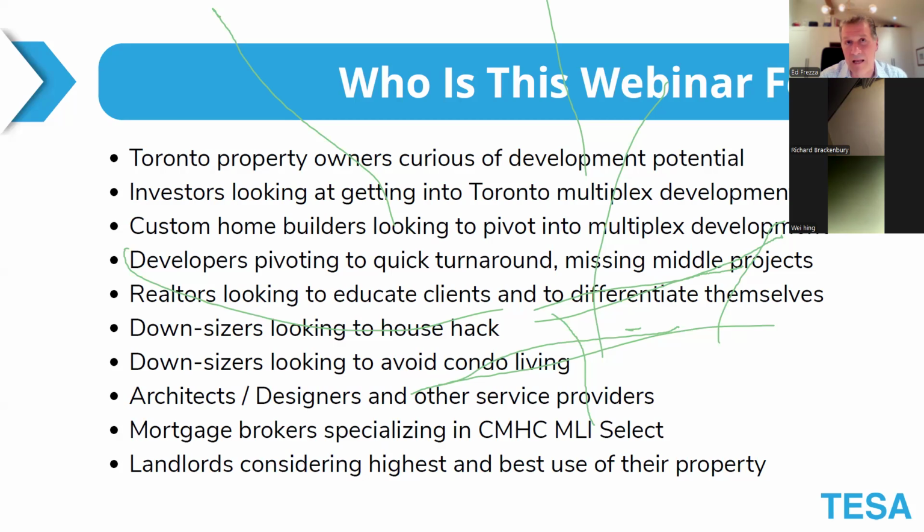You can be in and out in 18 months, 24 months or less. We're dealing with realtors who are looking to educate themselves so they can educate their clients, and a way to differentiate themselves. We're looking at downsizers, people who have lived in our home for many years in a neighborhood they quite frankly don't want to leave.